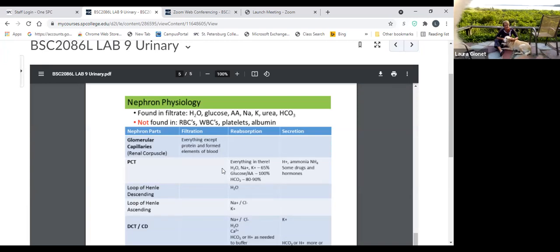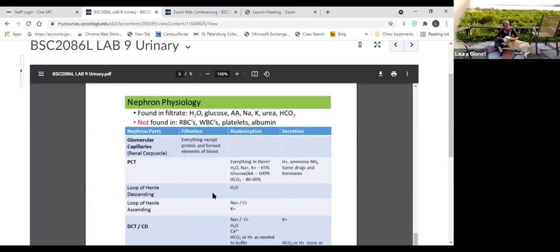too high. So the first thing we do is we take back everything we just don't want to get rid of. Just because they were of the size to get through the filter doesn't mean we want to pee it away and eliminate it. All right, so those things can be reabsorbed, and what can be secreted are generally hydrogen ions, ammonium ions, ammonia, which we've never reabsorbed, and some drugs and hormones like human chorionic gonadotropin.